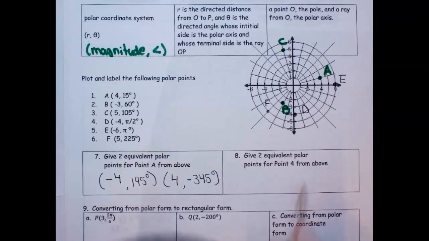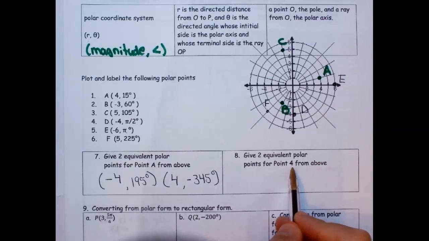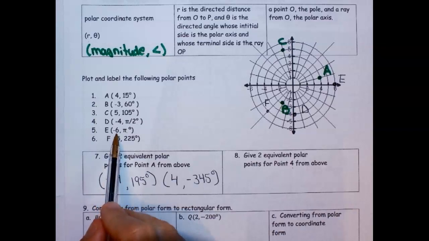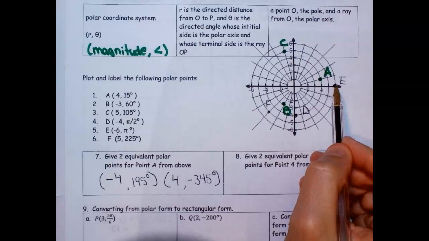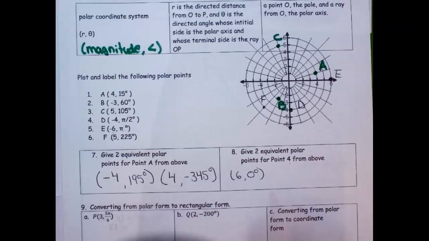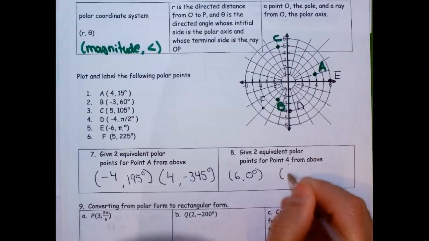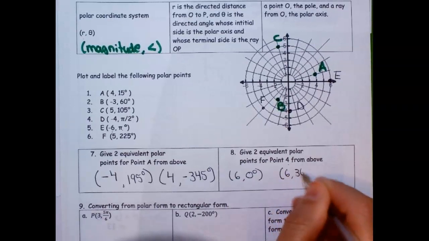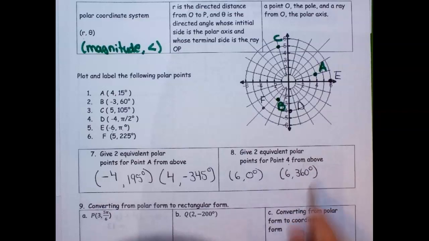Okay, let's go look at the next one. They want me to look at point E, which is here, negative 6, pi. Again, this is where I need to end up, so I could also do 6, 0 degrees. I could also do 6, 360 degrees. I could also do a 2 pi in here as well.